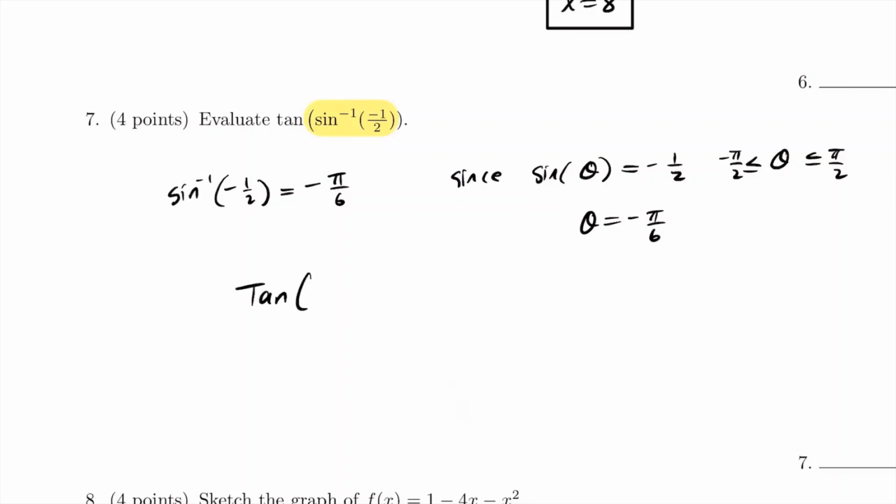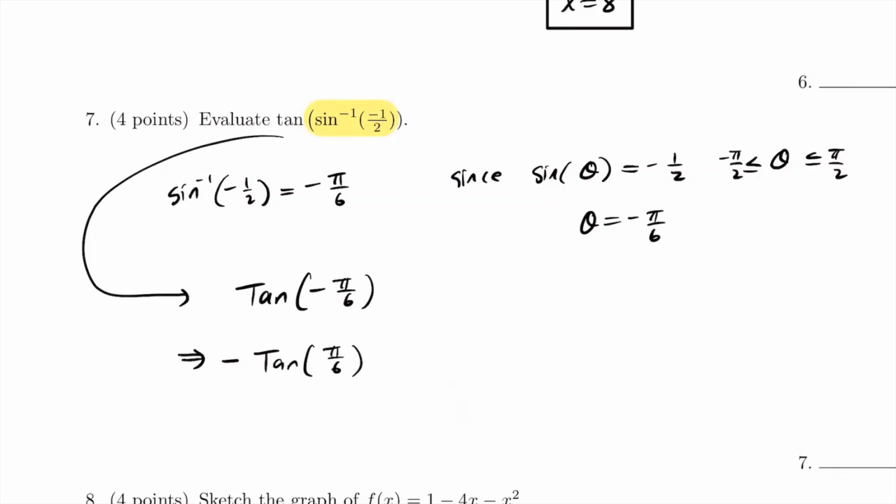So we're looking for tangent of negative pi over 6. Well, since tangent is an odd function, I can simply pull out the negative sign and write tangent of pi over 6. And from memory, we know that tangent of pi over 6 is square root of 3 over 3. So this is negative square root of 3 over 3. That will be the exact value for this composition.